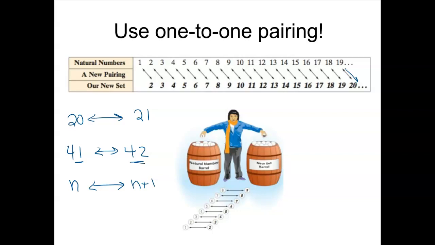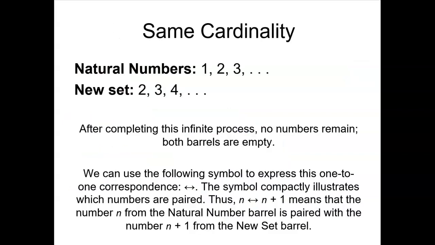And I can say that this is a one-to-one correspondence. I can go one step further and say that they have the same cardinality. They are the same size. So after completing this infinite process, no numbers would remain. Those barrels are going to be empty, because every time I say a natural number, I can say another new set number that goes with it.